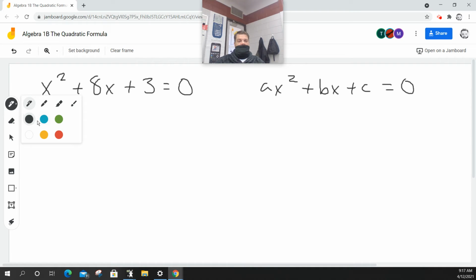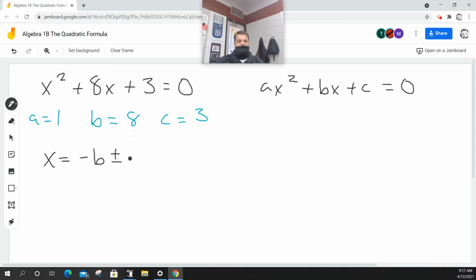From there, to find the solution to this thing, we need to know what a is. Well, a is equal to 1, b is equal to 8, and c is equal to 3. So then I would say x is equal to negative b plus or minus the square root of b squared minus 4 times a times c all over 2a.